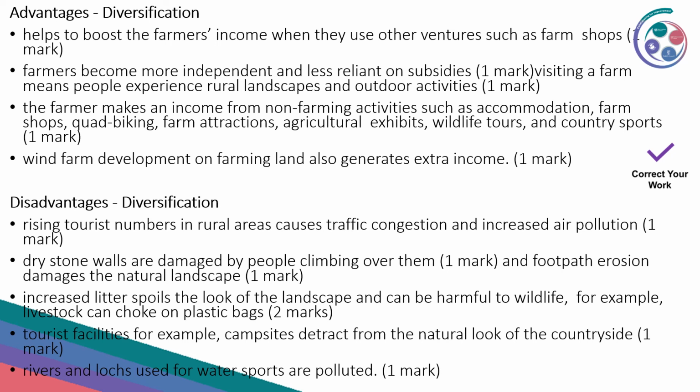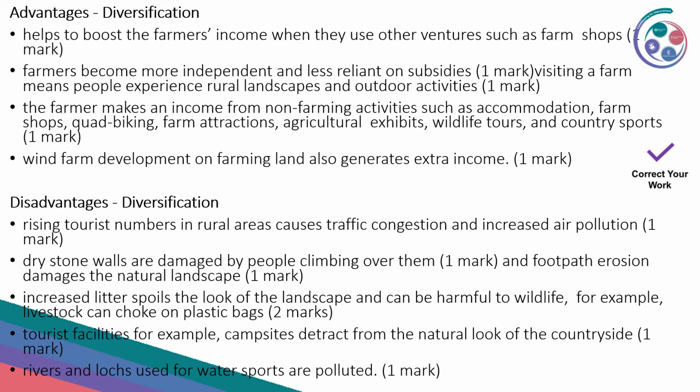Wind farm developments on farming land also generate extra income, as a mark. Try not to talk about other things that generate extra income, because once you've used that extra income part, it's just becoming a repeat point, whatever the aspect of it is. You can see that they could get extra income from non-farming methods, and they've got a whole range of things there. Although that's down there for 1 mark, you don't need to write all of those things. Just 1 or 2 examples would be enough. Farmers become more independent and less reliant on subsidies from the government, as a mark. Visiting a farm means people experience rural landscapes and outdoor activities, as a further development of that, and a mark as well. So all those things are advantages.